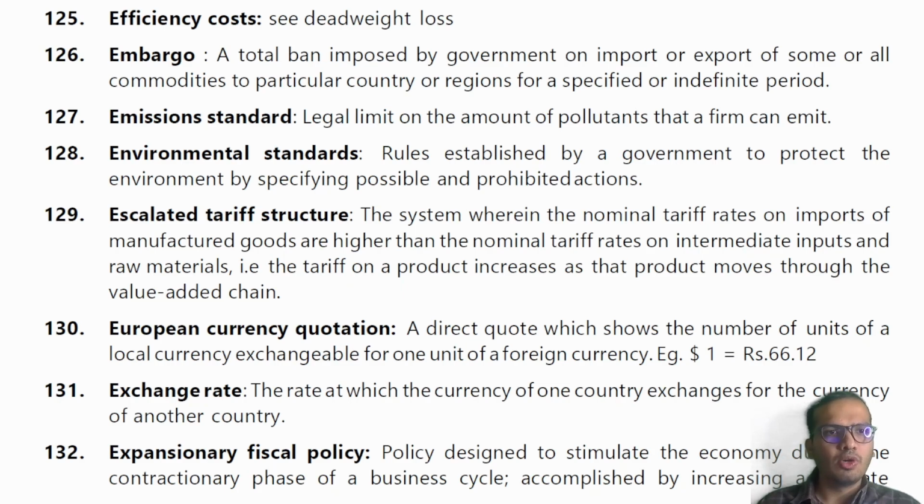Then comes number 129, escalated tariff structure. So the system wherein the nominal tariff rates on import of manufactured goods are higher than the nominal tariff rates on the intermediate and raw material. That is, the tariff on a product increases as the product moves through the value added chain, means raw material, then intermediate goods, then finished goods.